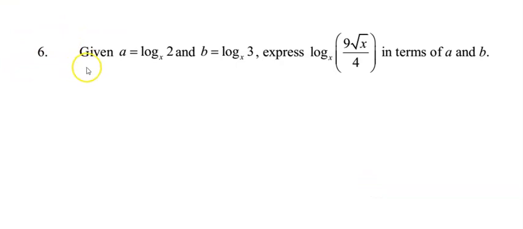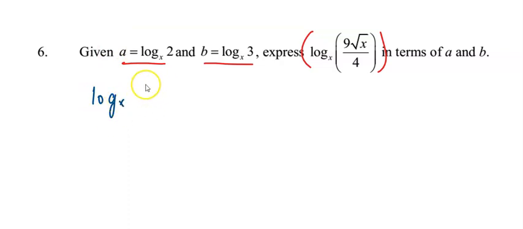For the next example, I've been given a equals log 2 to the base of x, b equals log 3 to the base of x. Express this in terms of a and b. So in other words, we need to express this in the form of log 2 to the base of x and log 3 to the base of x, and then substitute those logs as a and b. Alright, so let's start now.